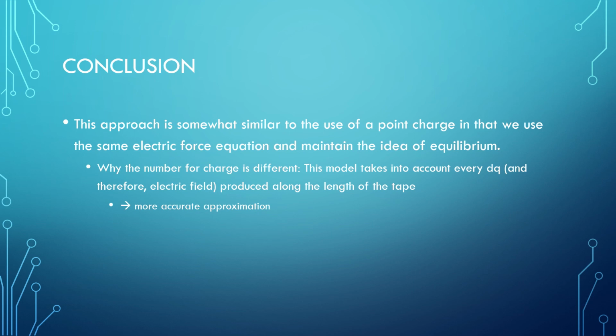In conclusion, this approach is somewhat similar to the use of a point charge in that we use the same electric force equation and we're maintaining the idea of equilibrium. However, the numbers are different for the charge because this model takes into account every dq, or every small charge, and therefore takes into account every single electric field that's produced along the length of the tape, rather than just one electric field due to one point charge. So this gives us a more accurate approximation.